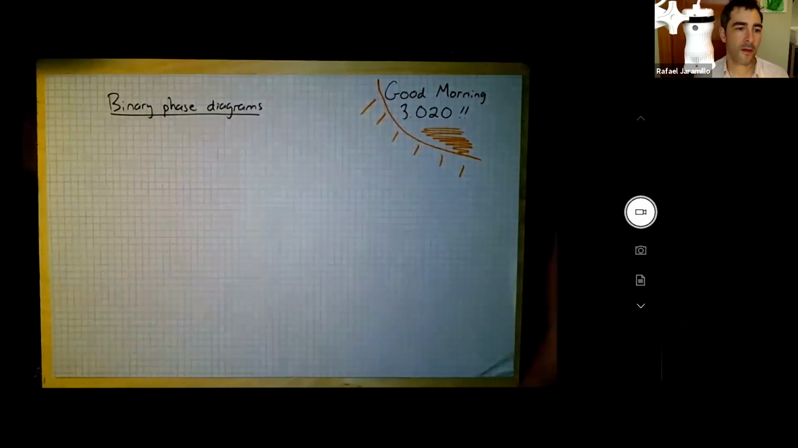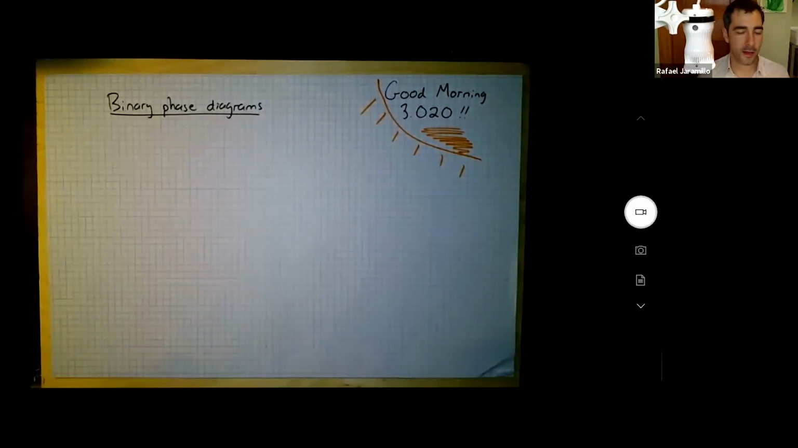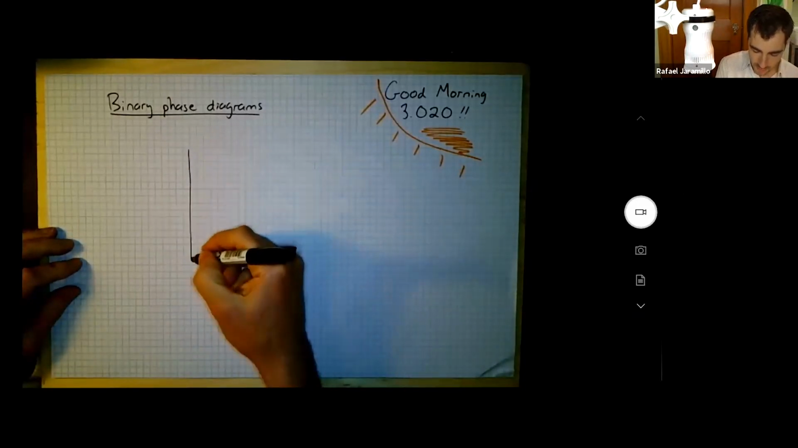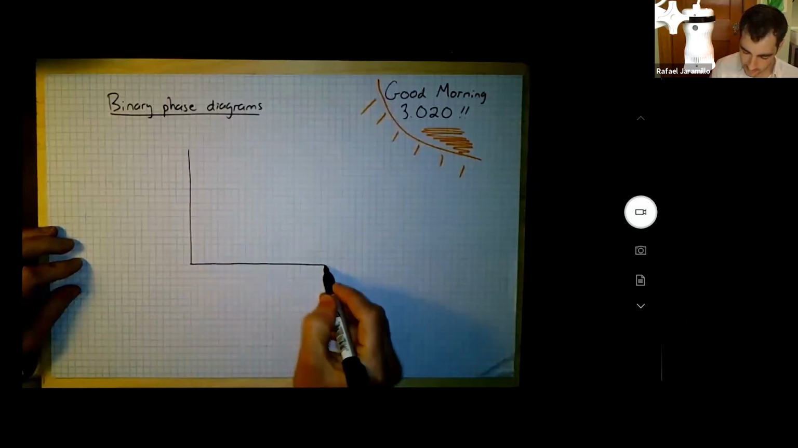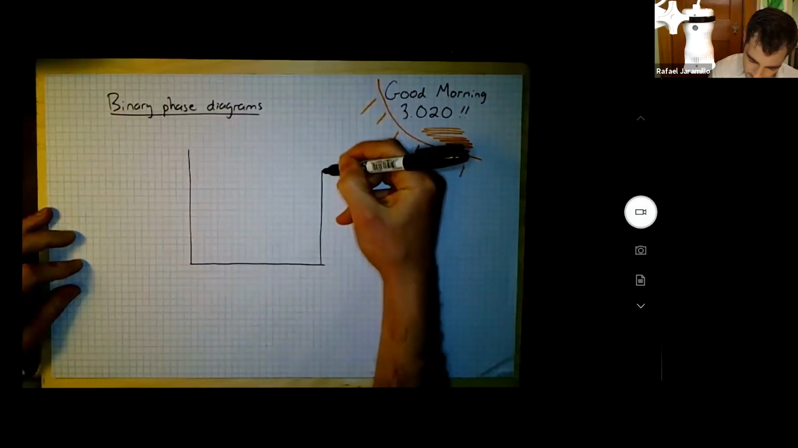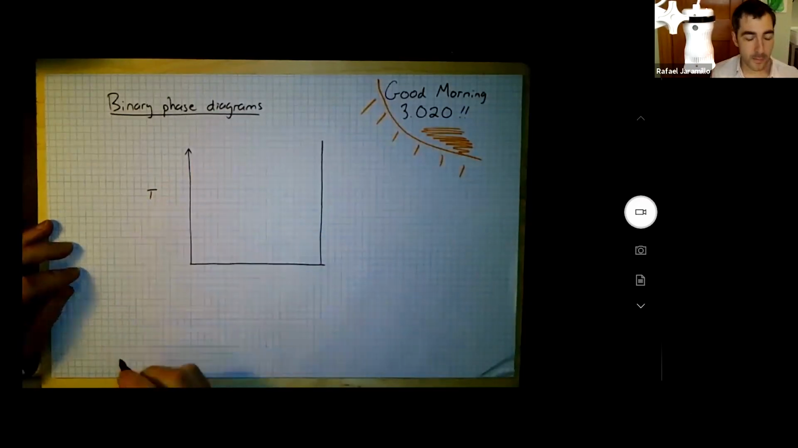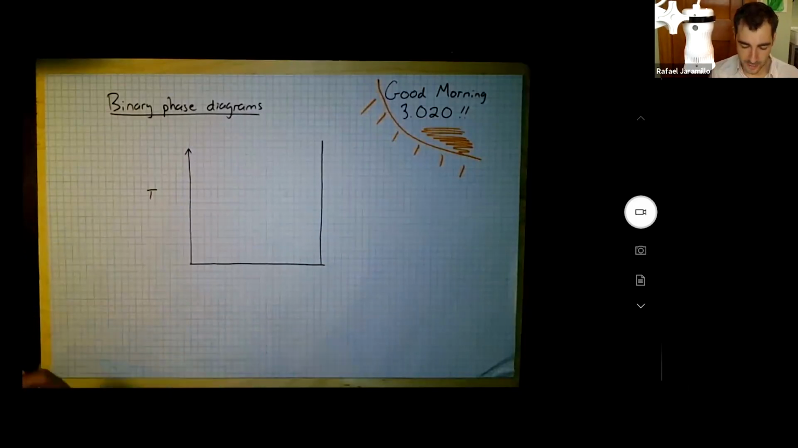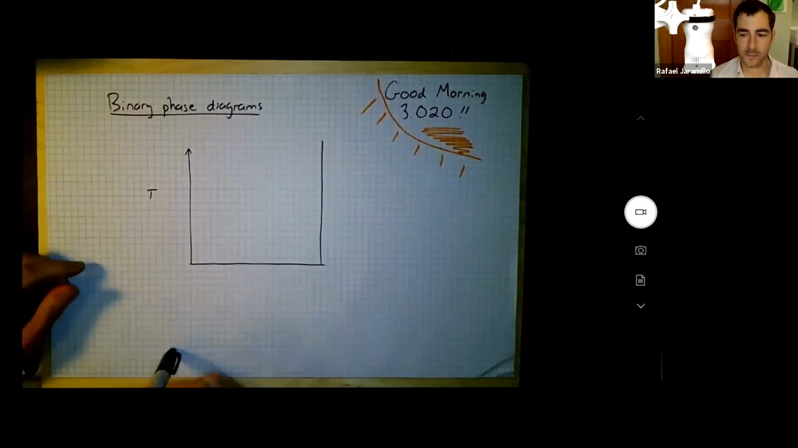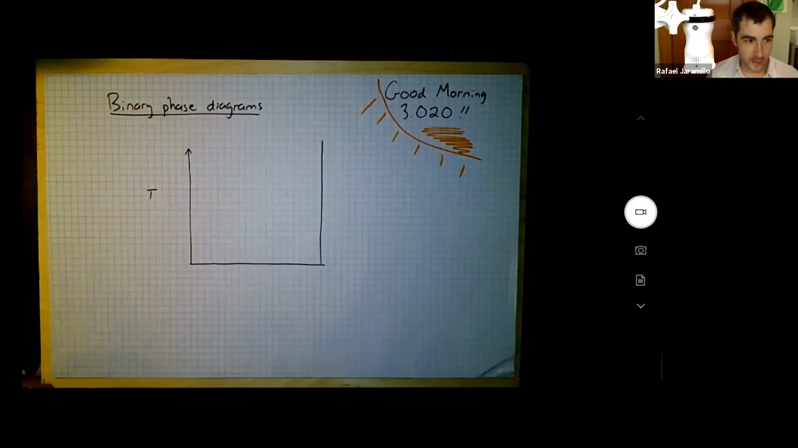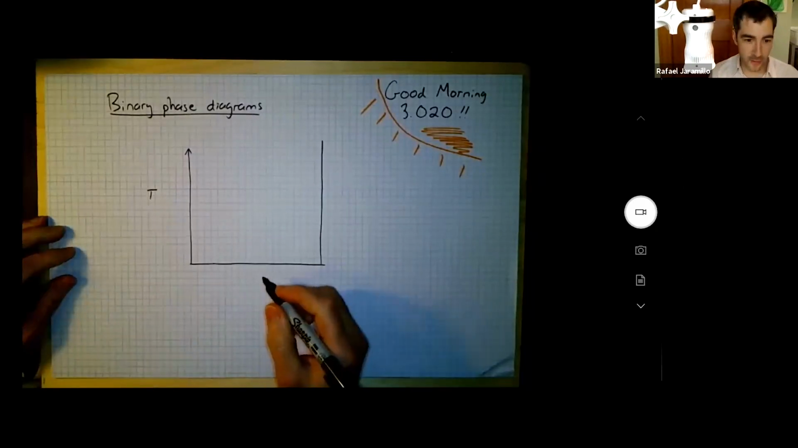Okay, so binary phase diagrams. Let's just start by drawing some and talking about their primary features. What are binary phase diagrams? Somebody tell me, what is a binary phase diagram? A phase diagram for a system with two components. Right, thank you. So it is a phase diagram for a system with two components.